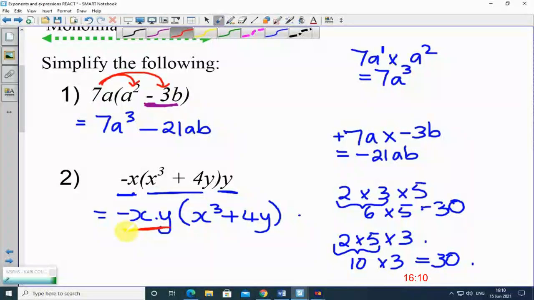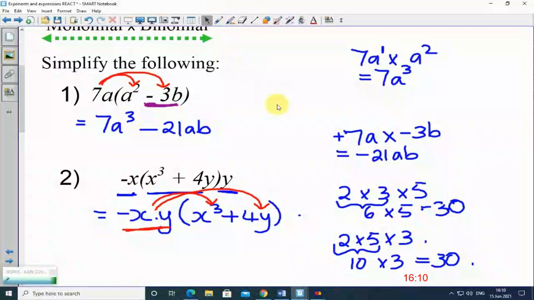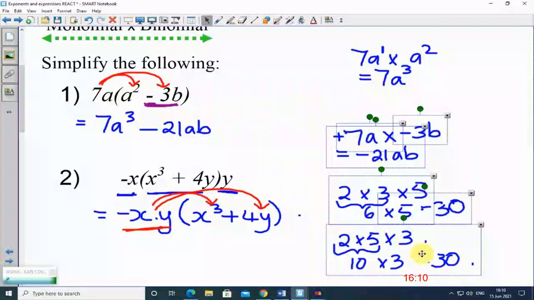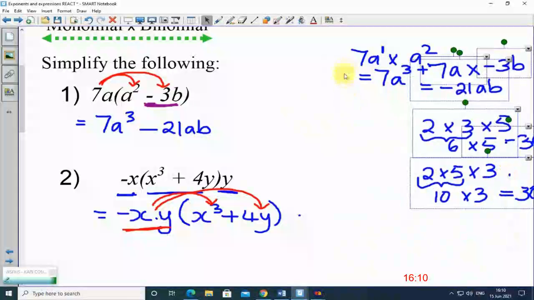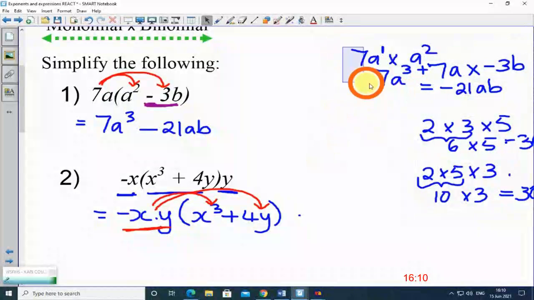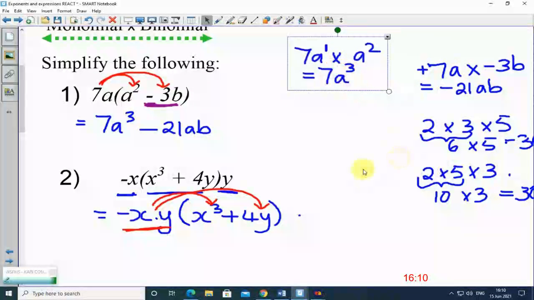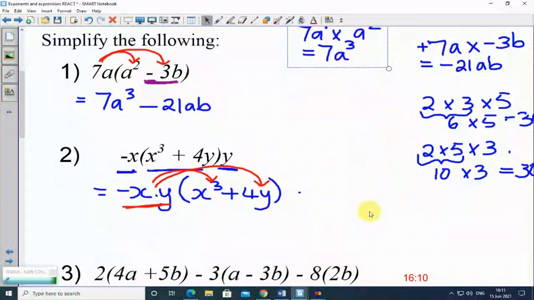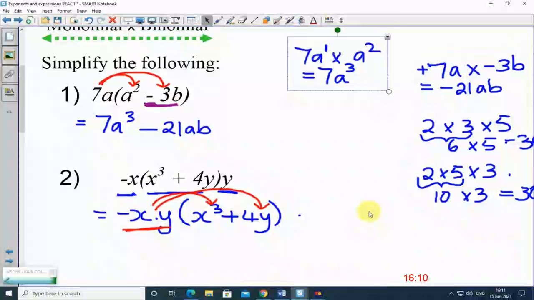Now, the bracket says I must multiply everything inside the bracket by the minus xy. So it's going to be minus xy times that one, and minus xy times that one. And if we want to, we can just do little sums at the side. So I'm going to move these out of the way so that we can do our little sums at the side.